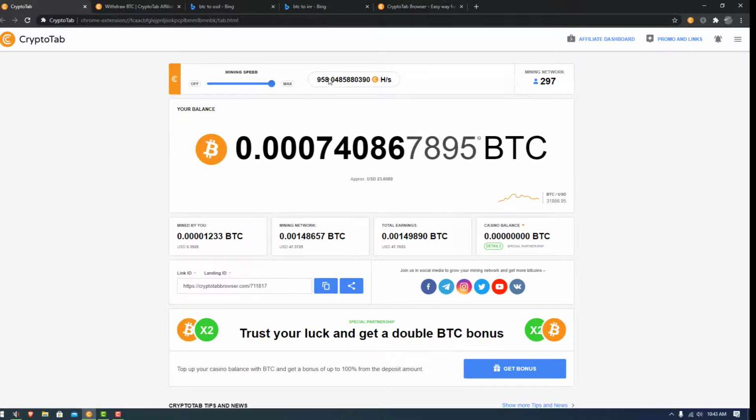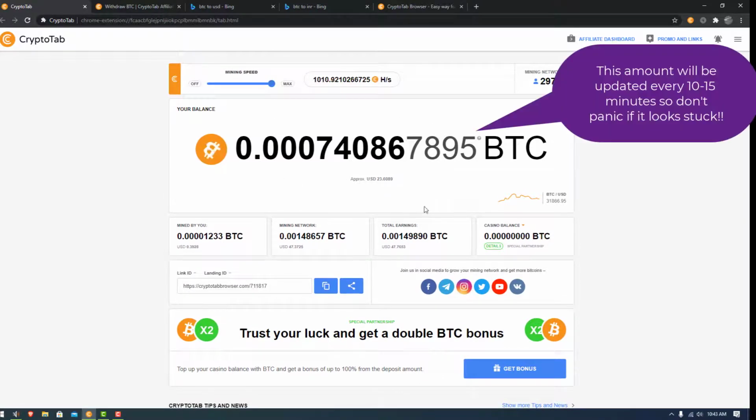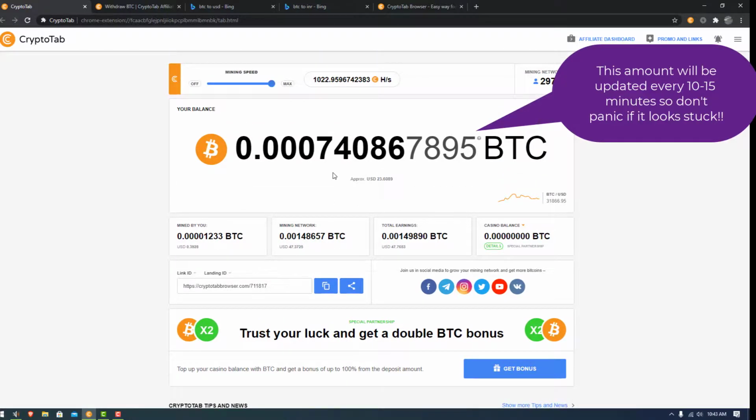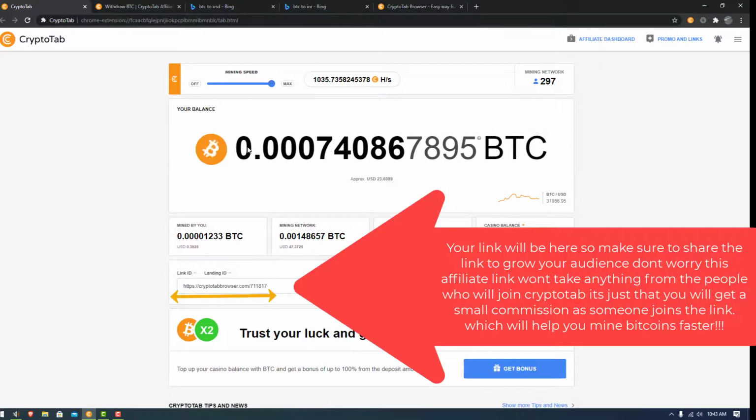So yeah, I've started mining over here. So this is all my income currently. And if you want, you can also invite more people to your crypto tab, so your mining will be boosted as well. So yeah, that is how you can use crypto tab to its full potential.